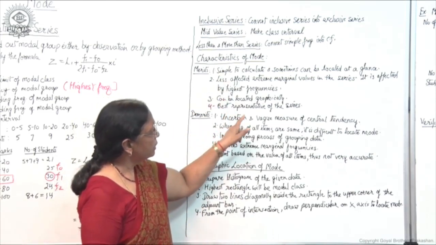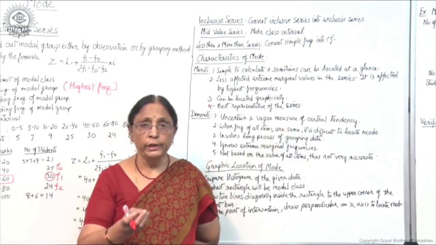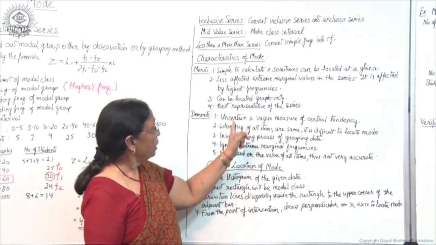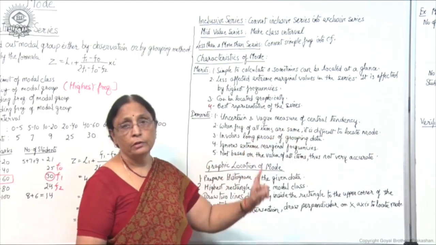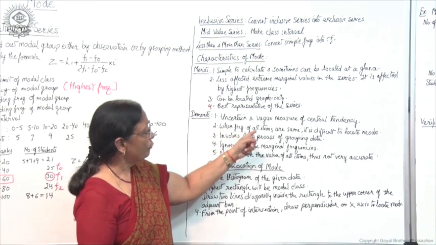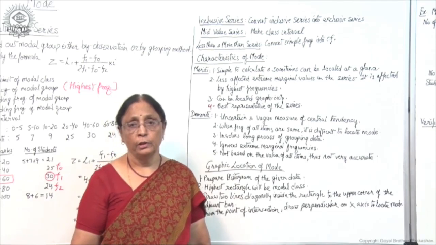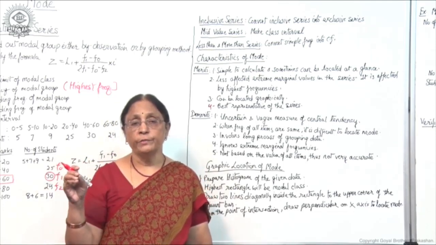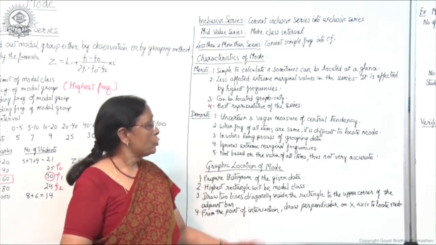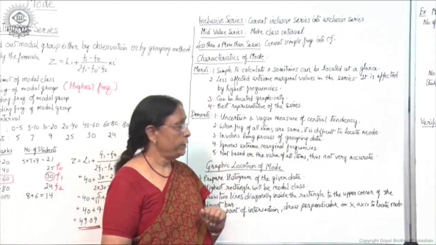Demerits. First, it is an uncertain and vague measure of central tendency, because it is considering only the highest frequency. So sometimes it may prove to be an uncertain and vague measure of finding out central tendency. Second, when the frequency of all items is the same, it is difficult to calculate or locate mode, because mode is how many times a particular item appears in the series, what is the frequency. So if all the items have the same frequency, then it is difficult to calculate.